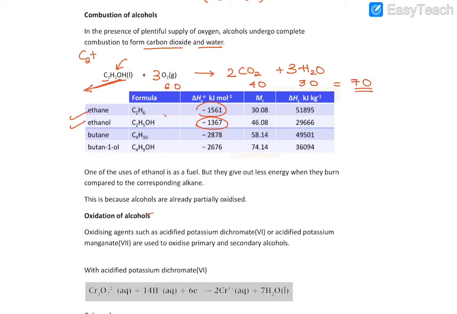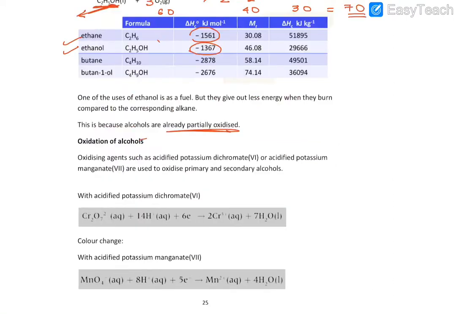So the corresponding alkane would be C2H6. The alcohol is C2H5OH, so there's already an O here, so it's already partially oxidized. That's why it's going to give out less energy.